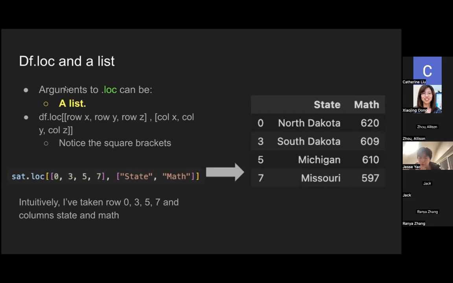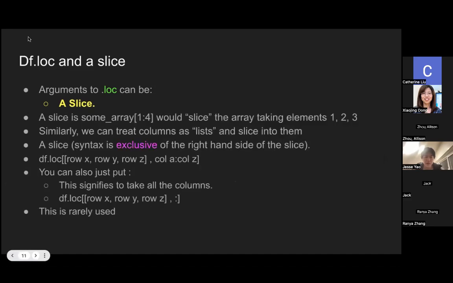So this is the very first sophisticated extraction. You can imagine the use cases for this: I just want this specific row, and I want these specific columns. There's also a slice.